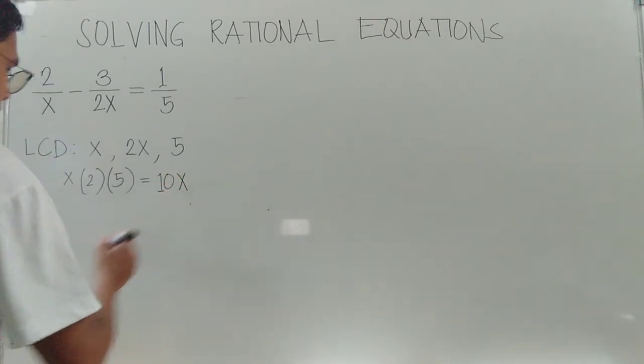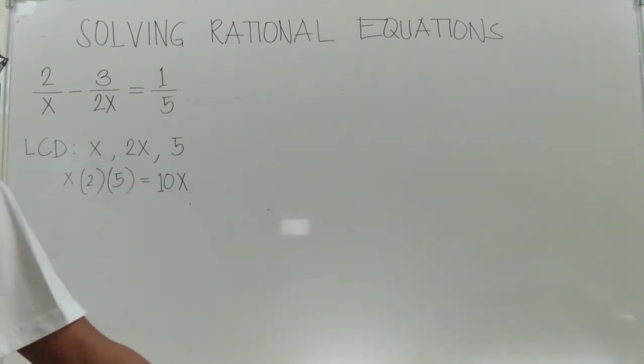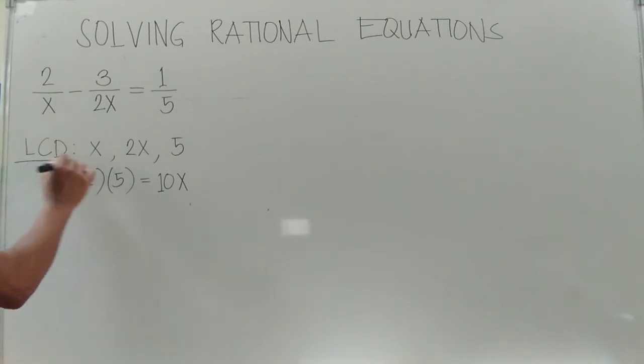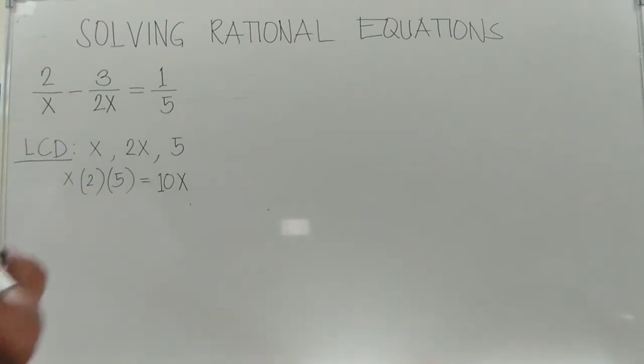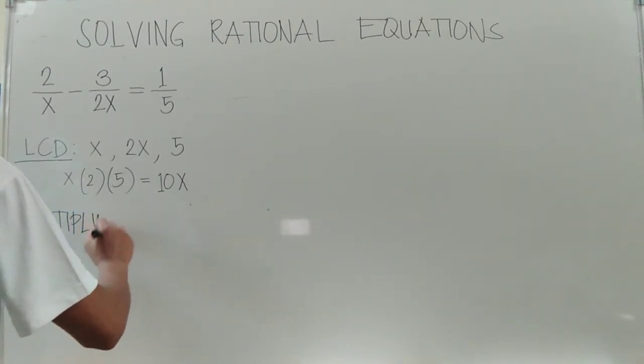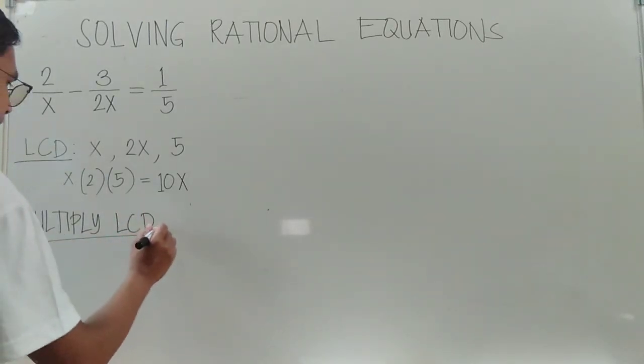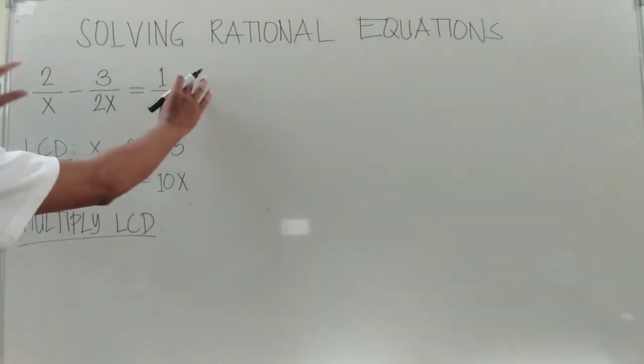Or simply, just multiply your denominators if they are in prime or simplest form. So here, in our first example, your LCD will be equal to 10x. So the first step is to identify your LCD. The next step is to multiply your LCD to your given equation.